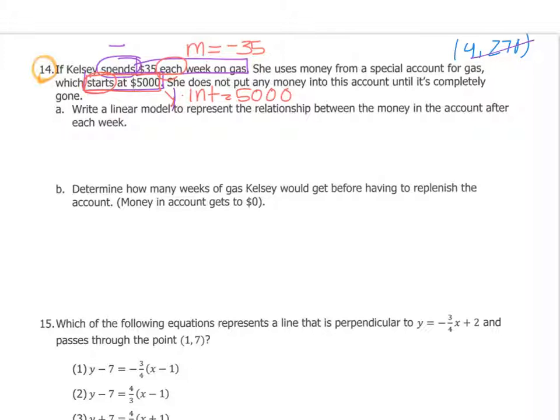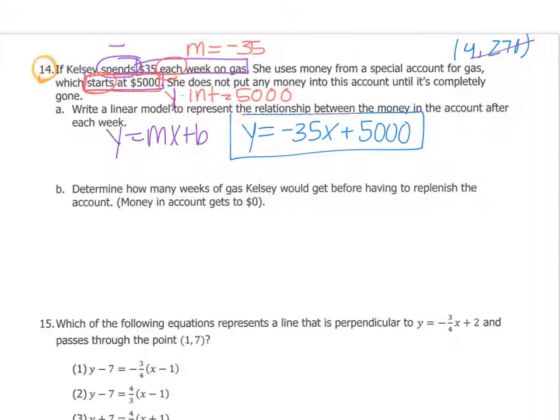If we have a slope and a y-intercept, then we simply plug into y equals mx plus b. So we have y equals slope of negative 35, attach an x, and then plus 5,000. That's it. That's your answer. You just have to be able to identify what they're giving you in the problem in order to write your answer.